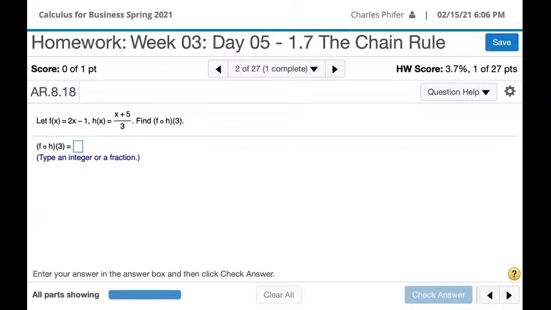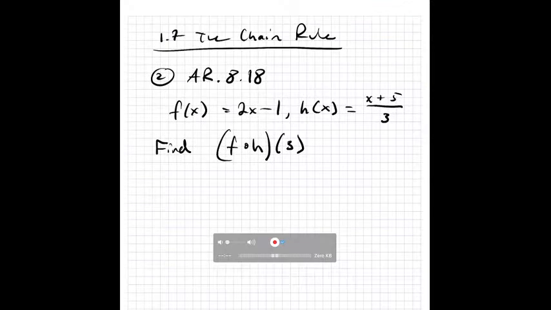All right, let's hop over to the tablet. Let me see if this technique works. It was working last time. That's looking good. I'm gonna let that be. All right. So this is a review from college algebra, right? We're asked to find f of h of 3.